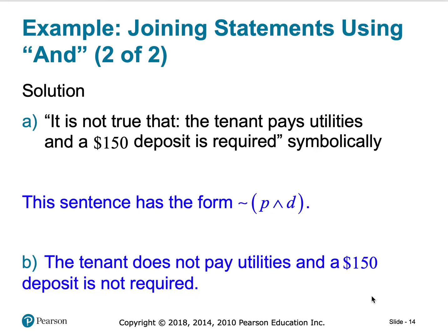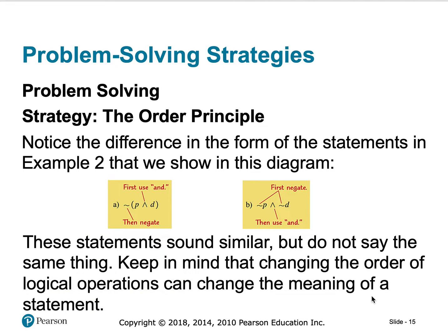What does the solution look like? It is not true that the tenant pays utilities and there's a deposit required. So that would be not P and D. For part B in the question that it asked me, the tenant does not pay utilities and a $150 deposit is not required. So how do we actually use this in problem solving?